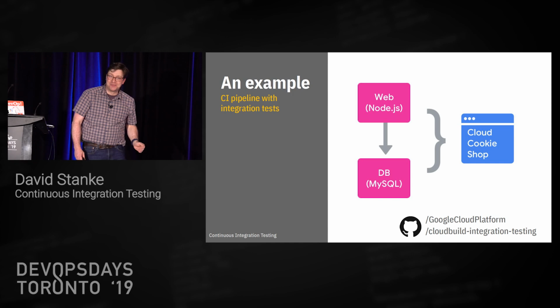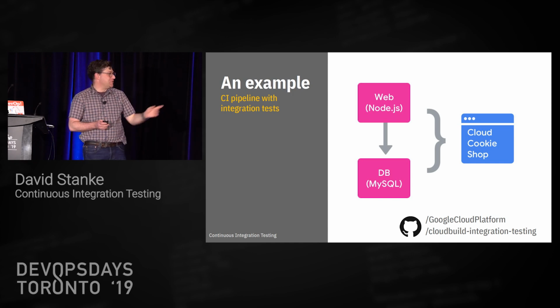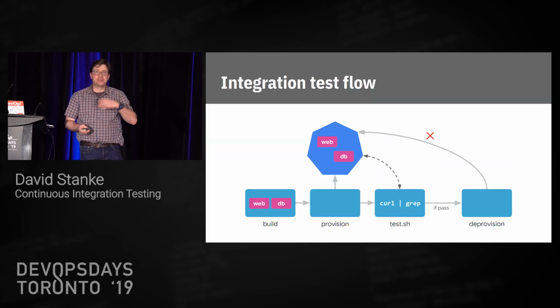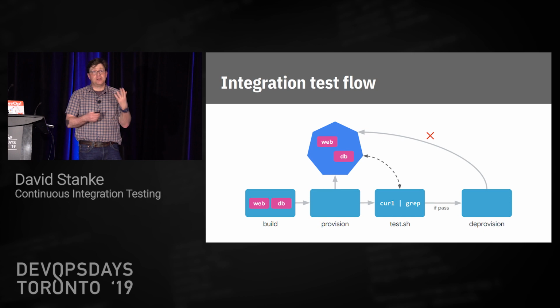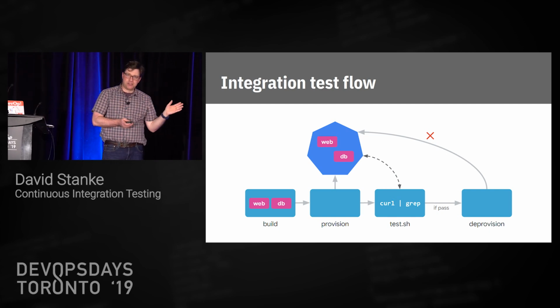Oh, I should have mentioned, if you want to play along at home, please clone the repo. You can find the URL down at the bottom right there. I'll also post it on Twitter after this. So it's got that curl script, and then just looks for a keyword. This, of course, can get much more elaborate. And then at the end, if it passed, we want to deprovision it. If it didn't pass, maybe we want to deprovision it.